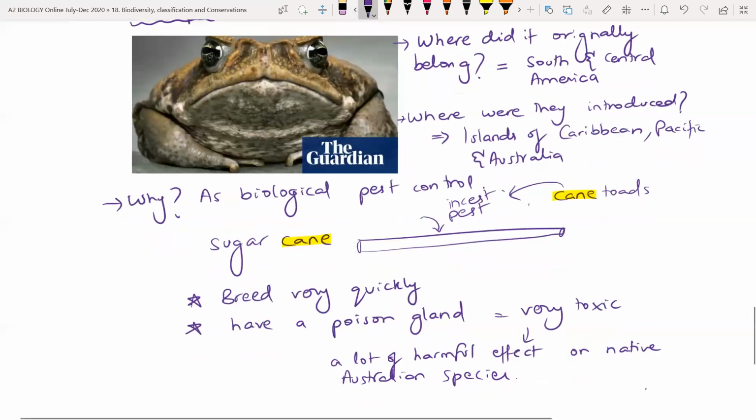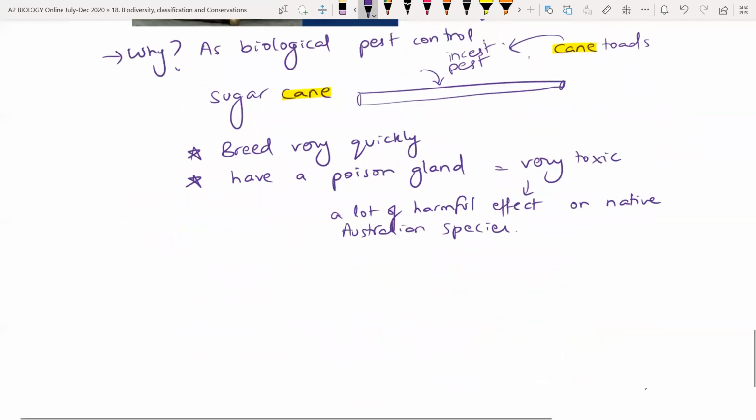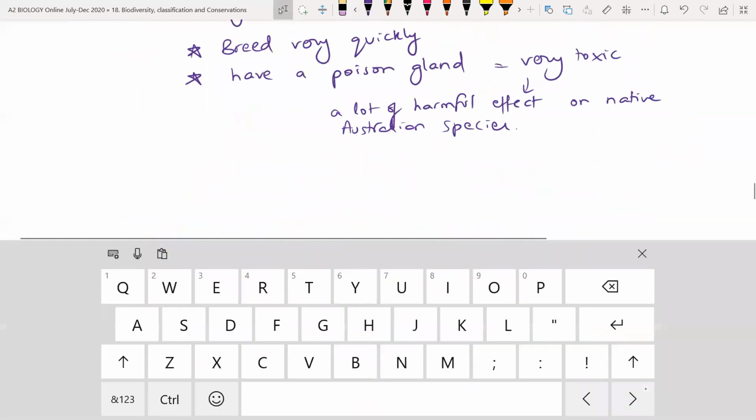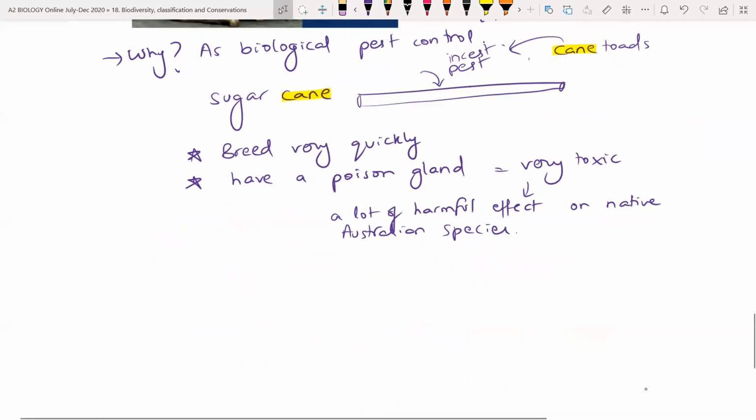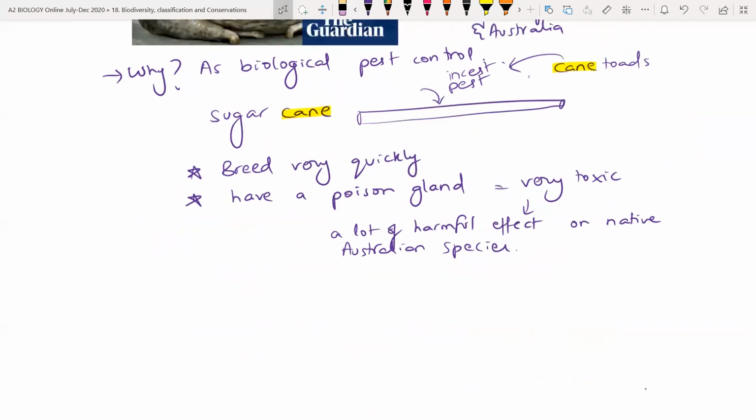Also, they compete with other amphibians for food. They eat chicks too, and ground nesting birds. Basically, firstly they are poisonous, okay? Firstly they breed very quickly, secondly they are poisonous, and thirdly, the point that you need to remember, they compete with other amphibians for food.